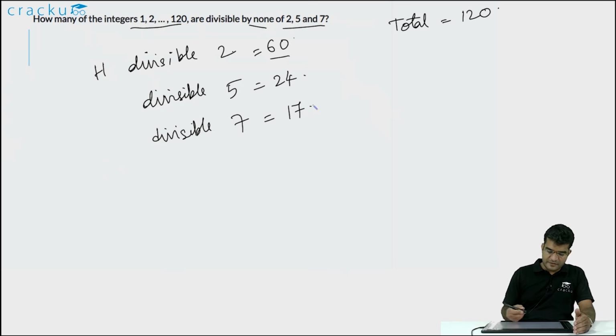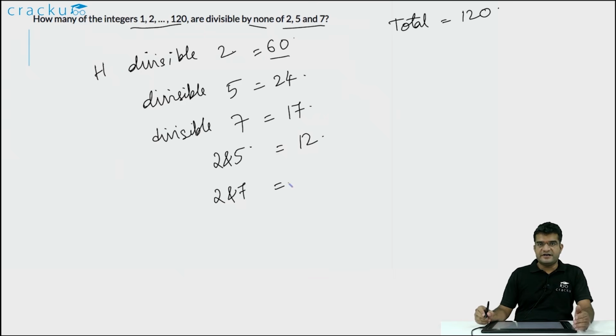Now amongst these, how many are divisible by both 2 and 5? That is, how many of these are divisible by 10? That will be equal to 12. This is 120 divided by 10, which is equal to 12. How many of them are divisible by both 2 and 7? This is 120 divided by 14, and we'll take the integral part out of it. So that will equal 8.